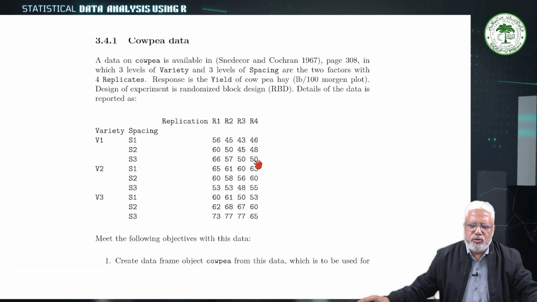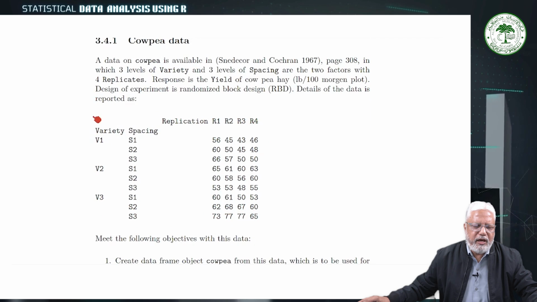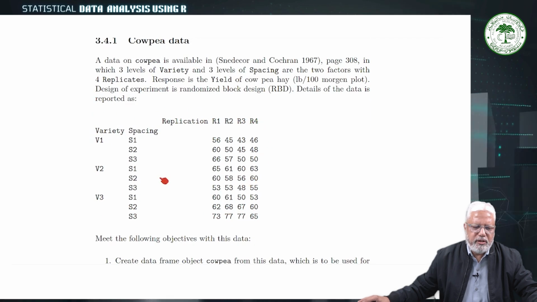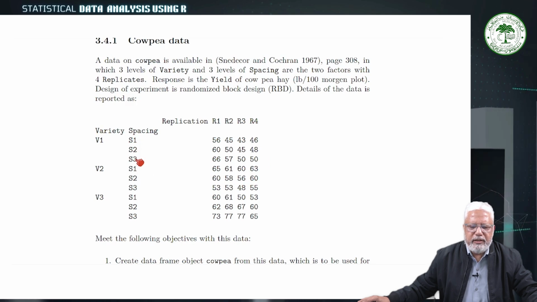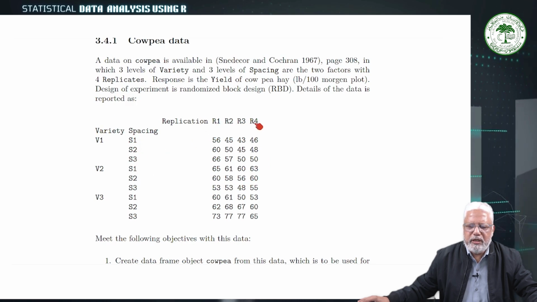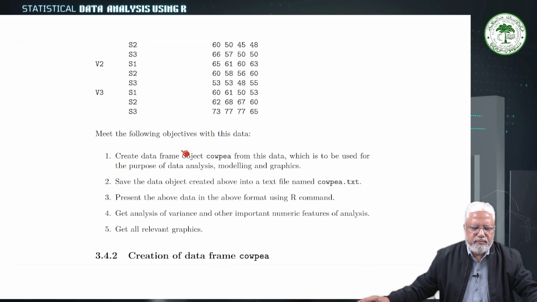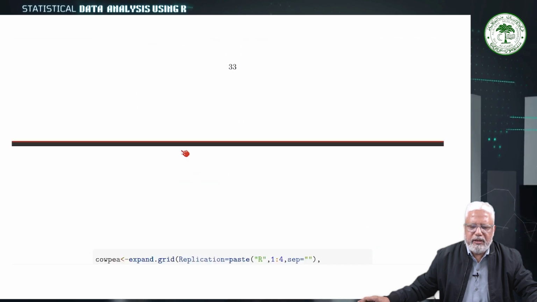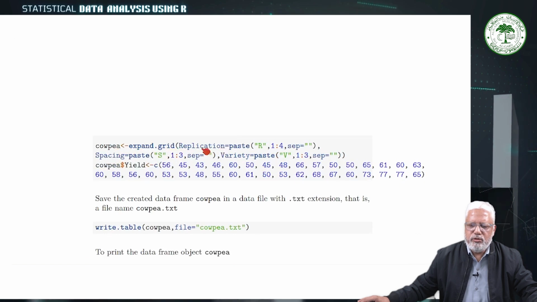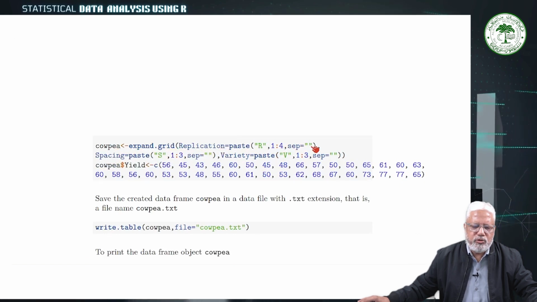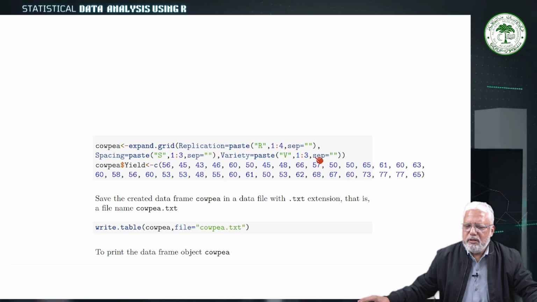I have tried to report this format of the data because this kind of format is given in the book of Snedecor and Cochran. So here variety 1, spacing 1, spacing 2, spacing 3, and then these are replicate 1, replicate 2, replicate 3, replicate 4. This we can generate using R commands from the data frame. See, creation of the data frame cowpea: cowpea is equal to expand.grid, replication is equal to paste("R", 1:4, sep = ""), spacing is paste("S", 1:3), and variety.